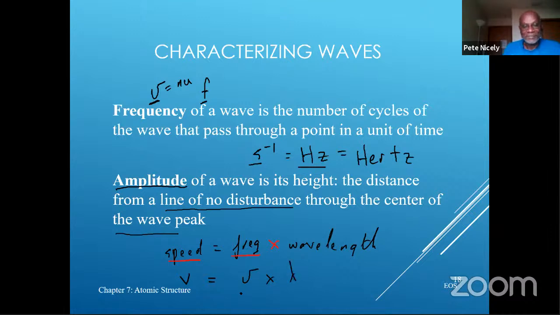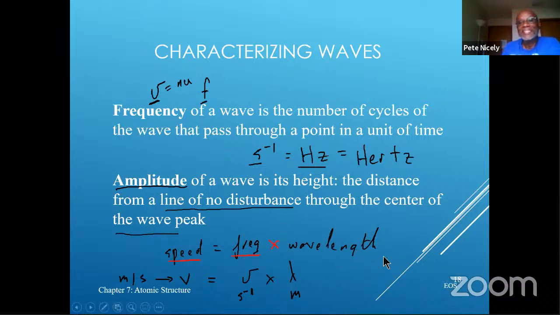So as I said before, the frequency units would be seconds to the minus one, and the wavelength is typically in meters. So therefore, if those are the units for frequency and wavelength respectively, that means that the units for velocity is meters per second. All right, so that's a relationship between frequency, wavelength, and the speed of a wave.